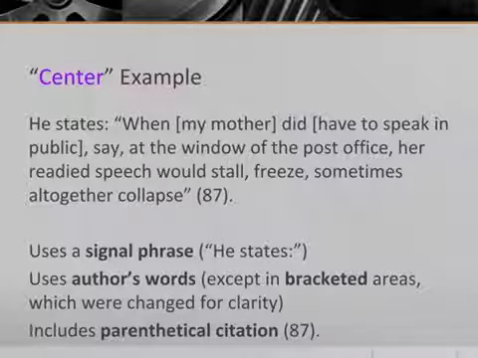The quote uses the author's exact words, except where it uses brackets to clarify. The original quote used the phrase, "when she did, say," which is too unclear for an effective quote. The brackets identify who she is and what she did. A parenthetical citation also shows which page of the source the quote can be found on.